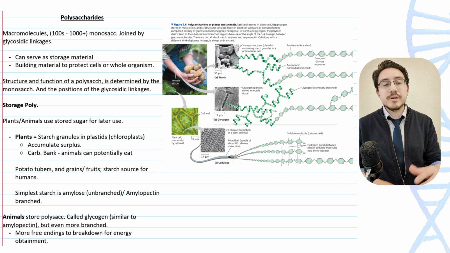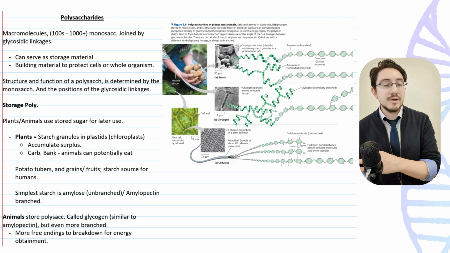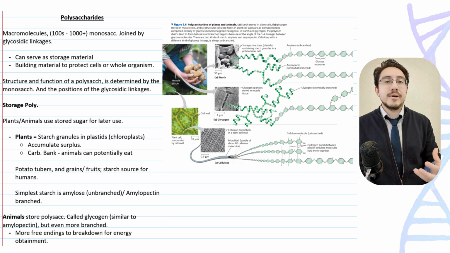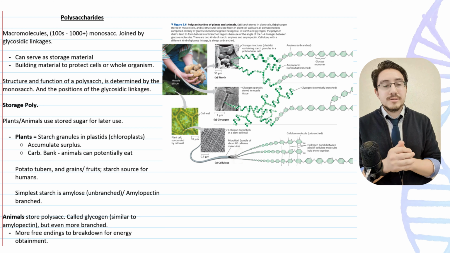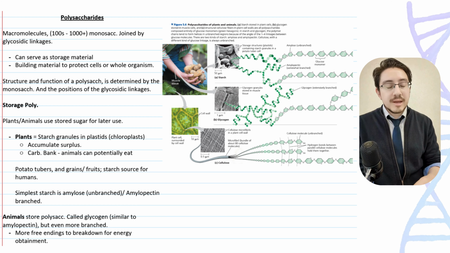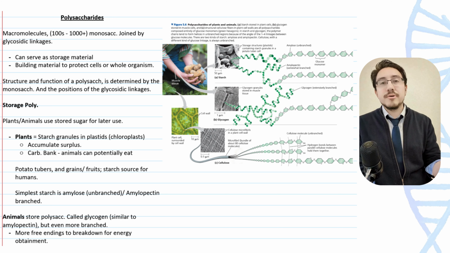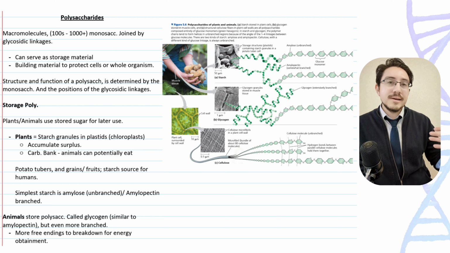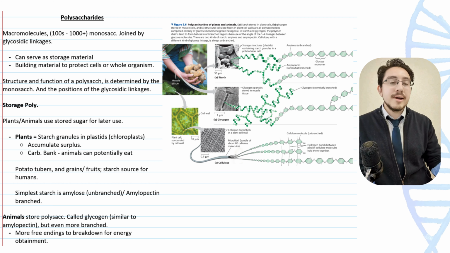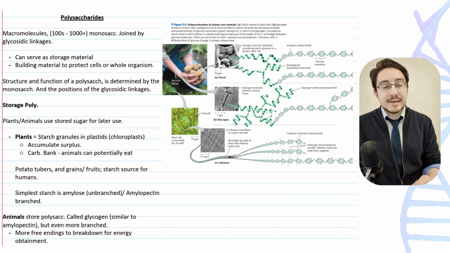The first thing we're going to talk about is storage, polysaccharides and their function to store. Plants and animals are able to store many monosaccharides linked together into long chains, in this case branched chains. You can store this sugar for later use. You always need energy, and you want to have a surplus of it that you can rely on to obtain energy when you're in need of it.